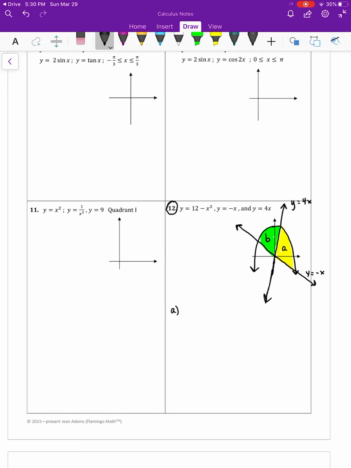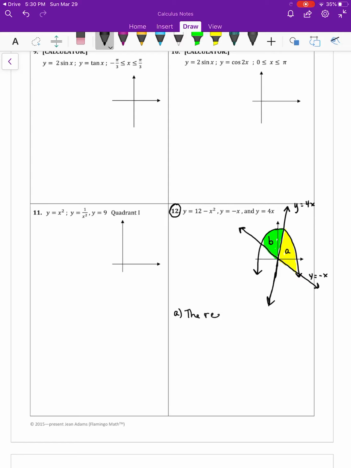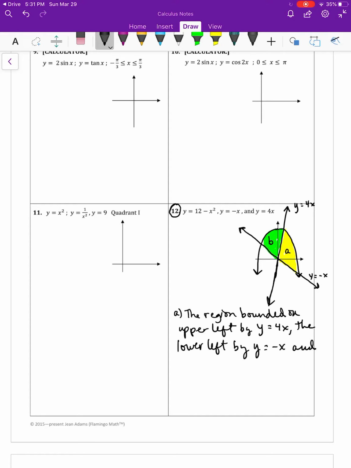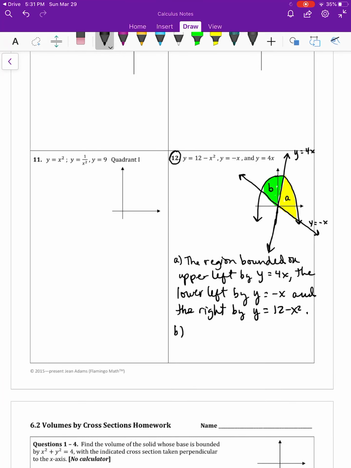The way your book gets around it, for A, if this same problem was coming out of your calculus book, it would have given you the region bounded on the upper left by y equals 4x, the lower left by y equals negative x, and the right by y equals 12 minus x squared. That's how they would have explained your region.